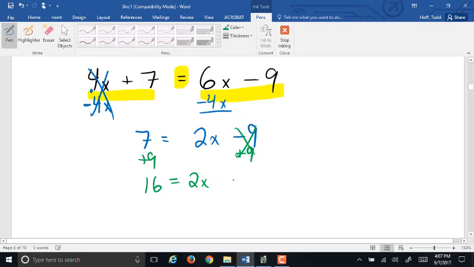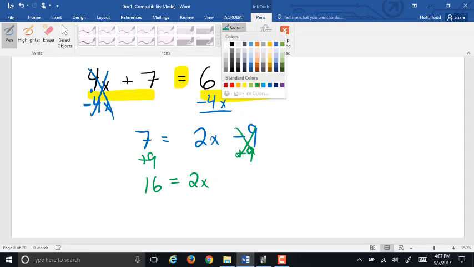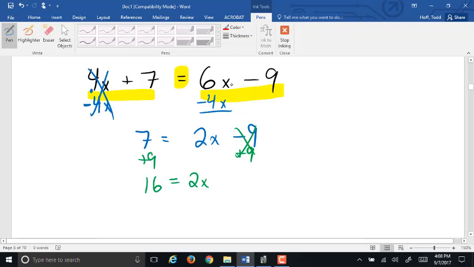16 equals 2x. Good. The 9 is gone there. And then divide by 2, which gives us 8 equals x. So again, we can double check this one.